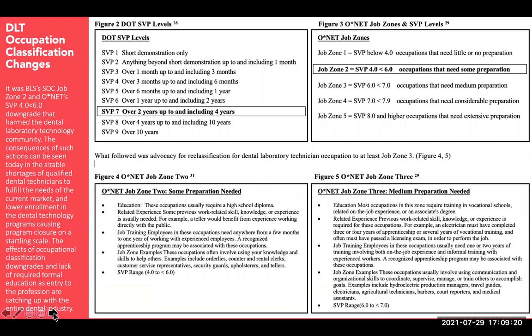The consequences of the downgrade in SOC and O*NET classifications are visible today in the sizable shortages of qualified dental technicians to fulfill market needs and lower enrollment in the DLT program, often causing program closures. Here we can also see the differences between classification in Job Zone 2 requiring a high school diploma and Zone 3 requiring training in vocational schools, related on-the-job experience, and an associate degree.